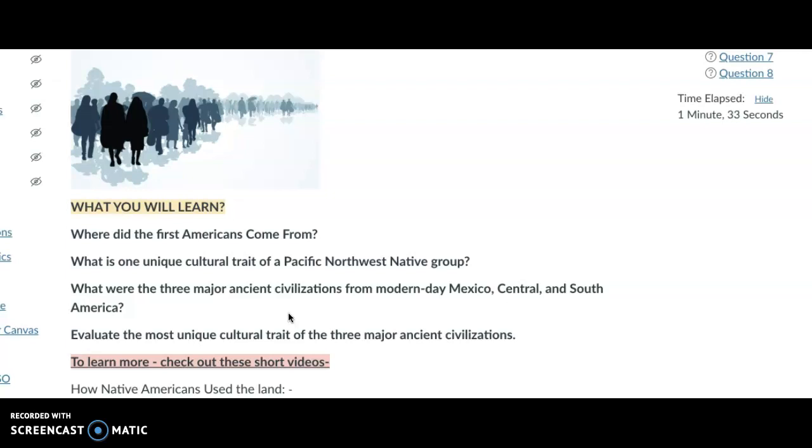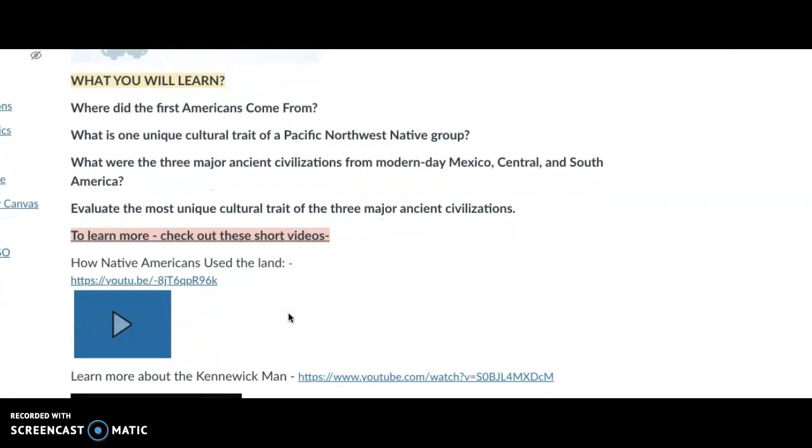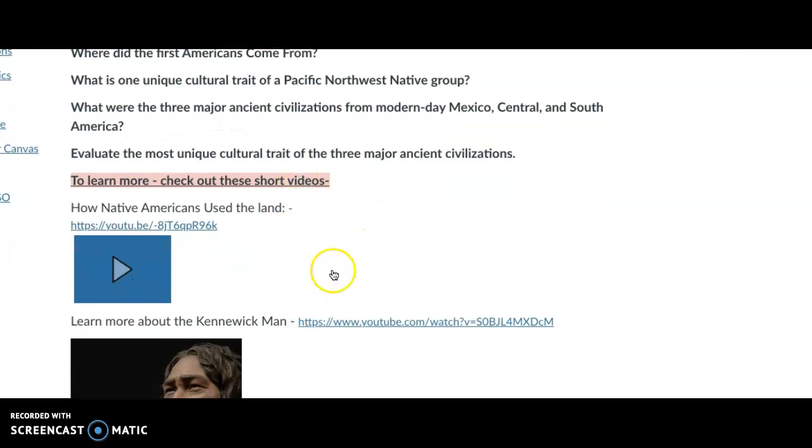And then, what were the three major ancient civilizations from modern day Mexico, Central, and South America? And you're going to learn about those. And then you're going to evaluate the most unique cultural traits of those three major ancient civilizations. And again, get back to the idea of culture being how they dressed, or language, or what they ate, or technology, or religion.